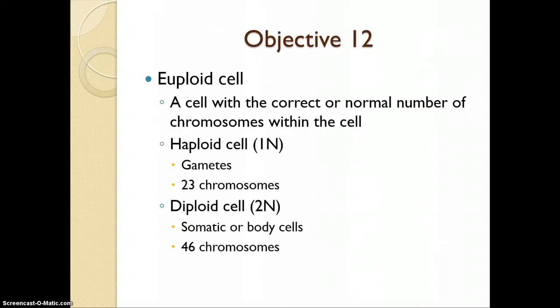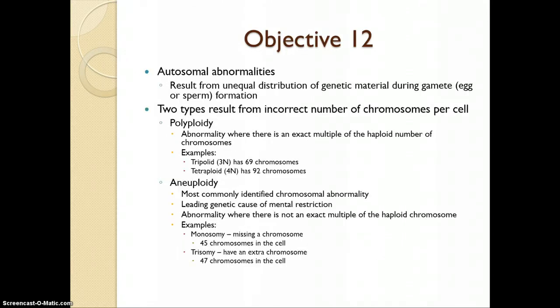A euploid cell is a cell with the correct or normal number of chromosomes within the cell. A haploid cell is labeled 1N. These are our gametes, including sperm and eggs, and each one of these gametes contains 23 chromosomes. When the gametes join together, they form a diploid cell, which is known as 2N. Diploid cells are somatic or body cells, and they contain 46 chromosomes, and that's what we typically think of as a normal cell, having 46 chromosomes.